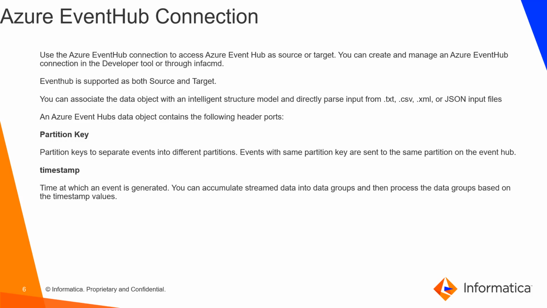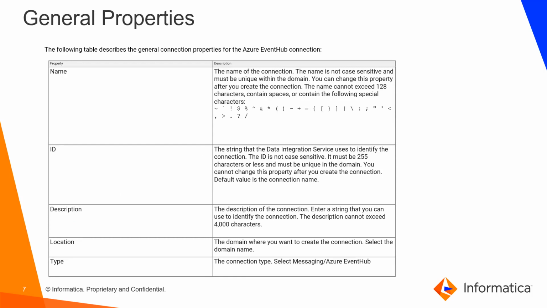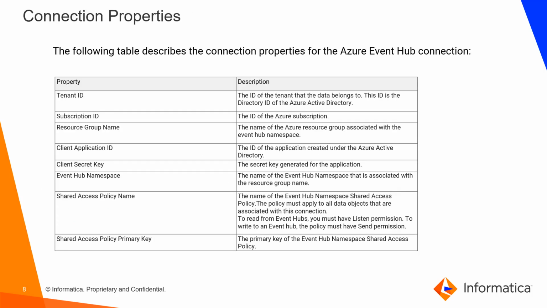If you want to associate the data object with different file formats by using the intelligent structure model, it is possible to have input formats such as .txt, CSV, XML, or JSON input files. So these are the general properties, where you should specify the name, ID, and the description.